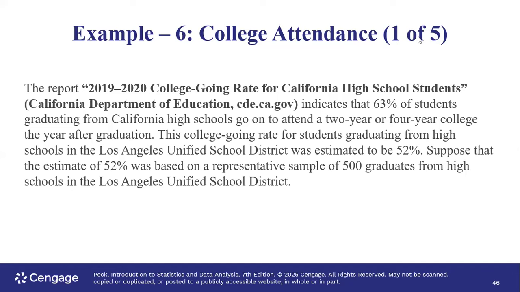The college-going rate for students graduating from high school in Los Angeles Unified School District was estimated to be 52%. Suppose that the estimate of 52% was based on a representative sample of 500 graduates from high schools in the Los Angeles School District. Okay, so first we have to understand what's going on.